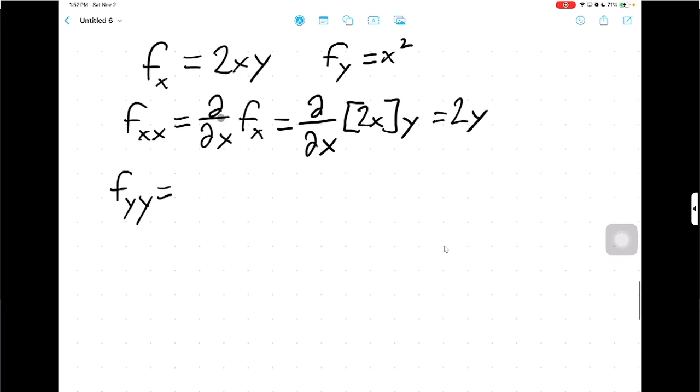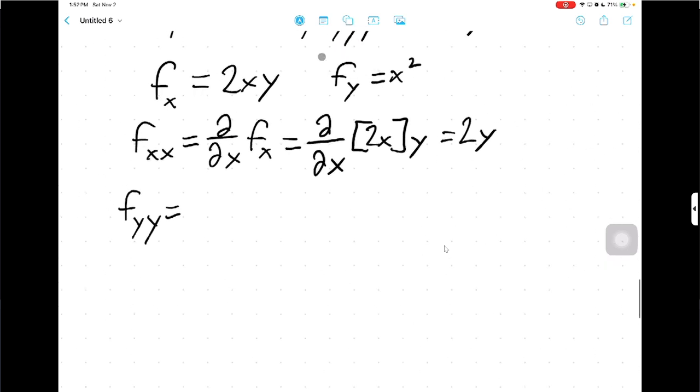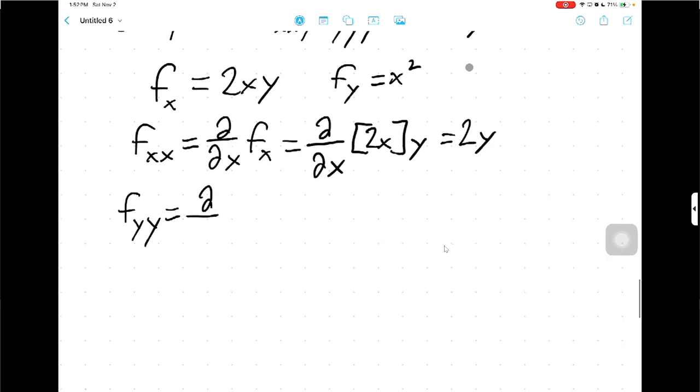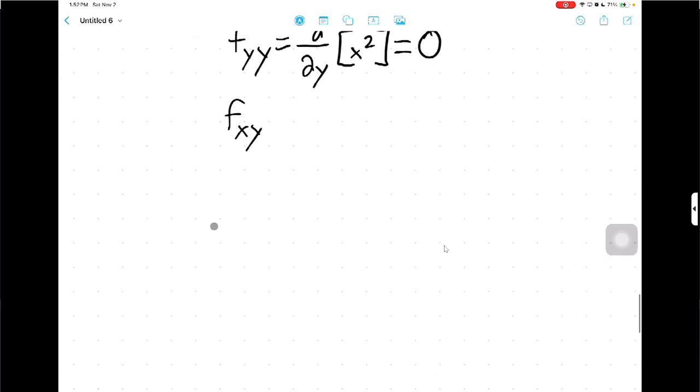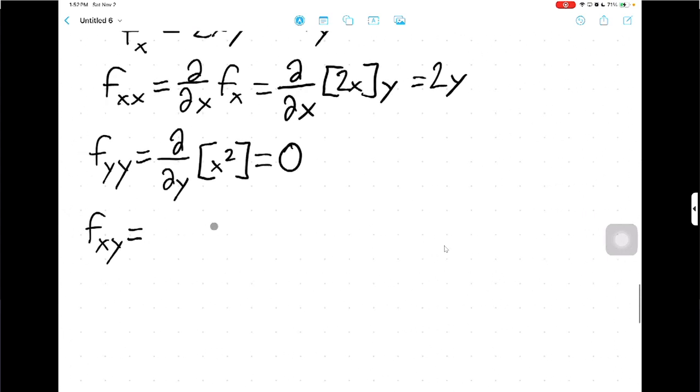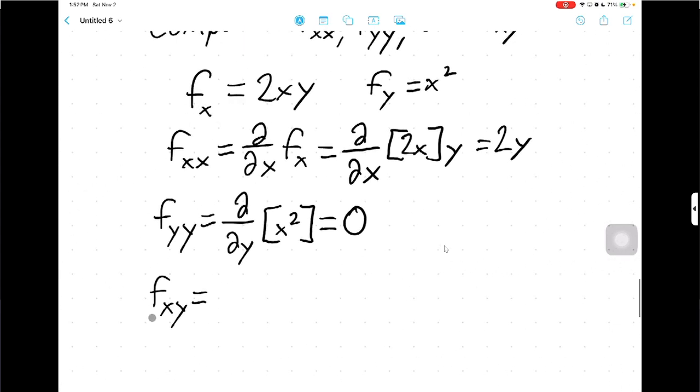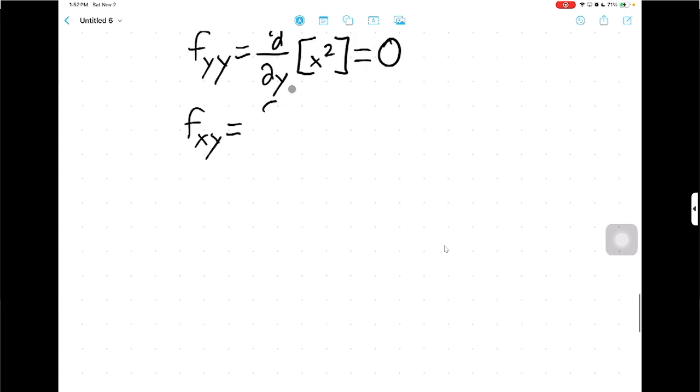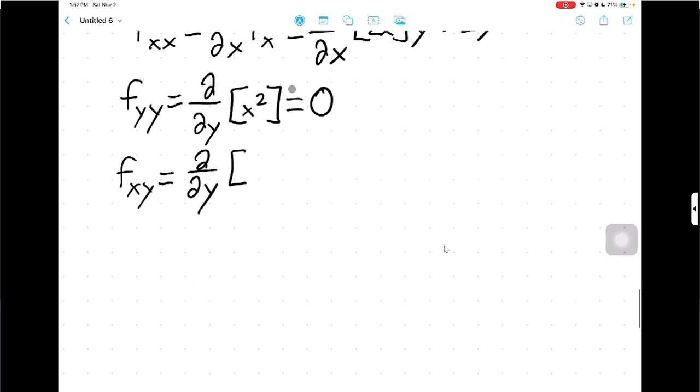Very similar with fyy, where you're just going to take the partial with respect to y, and then take it with respect to y again, of x squared. So x squared here is a constant with respect to y, so we're going to get 0 from this. For fxy, based on the way we have it written here, we're going to take fx and then take the partial derivative with respect to y. So in this case, we take the y, and the 2x is just a constant multiplied to it. So we're just going to get 2x.